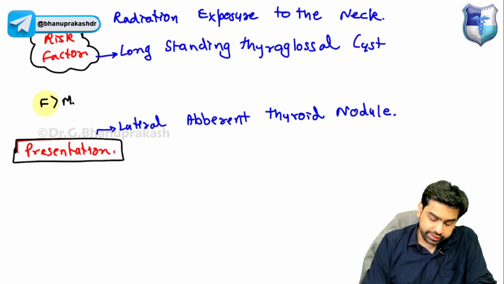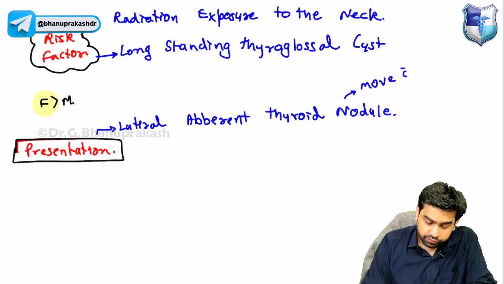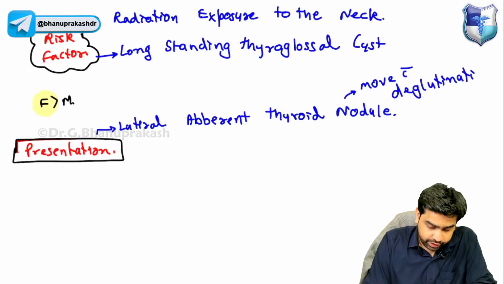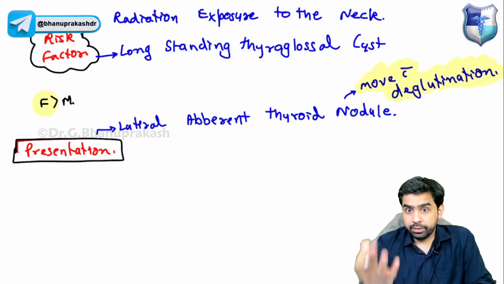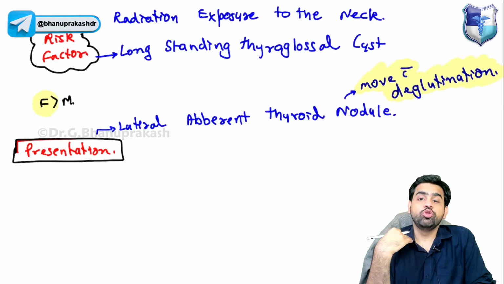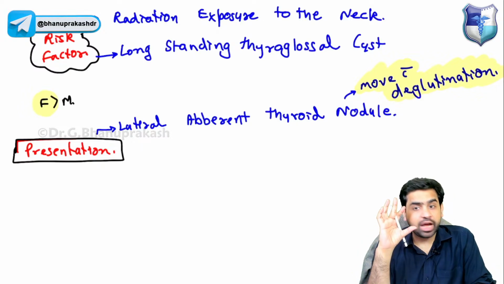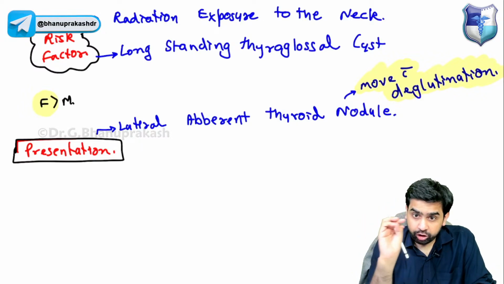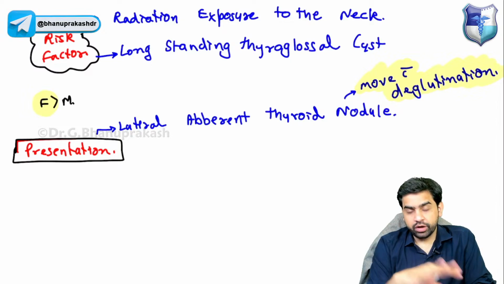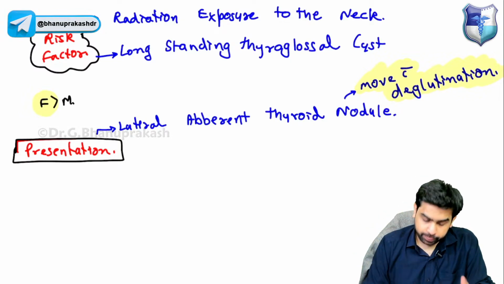They might tell you that this is a nodule which moves with deglutition, so don't get confused over here. If they say that there is a nodule which moves with deglutition, it can still be papillary carcinoma of thyroid. Do you understand my point? A nodule which moves with protrusion of the tongue is a thyroglossal cyst, but any thyroid nodule can also move with deglutition. That is something you need to understand.